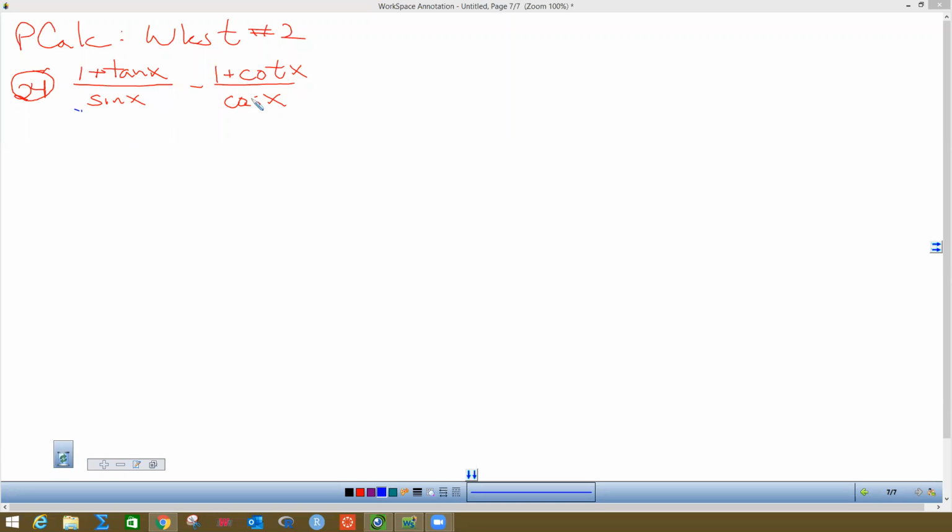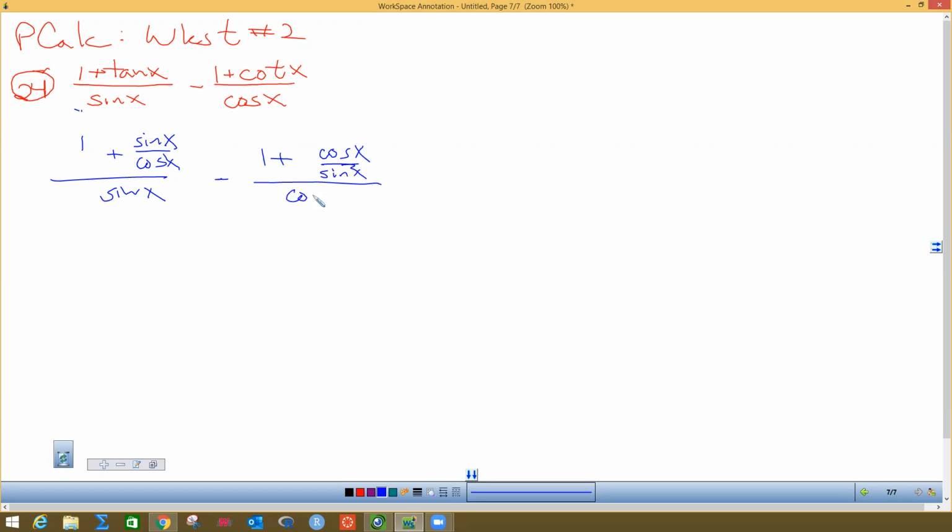Okay, we got two fractions here, but I want to get everything in terms of sine and cosine, like we always do. So I'm going to get 1 plus, and change tangent to sine x over cosine x, and that's all over sine x. And then over here I got a minus sign, and I've got 1 plus cosine x over sine x, which is what tangent is. And then over down here I got a cosine.